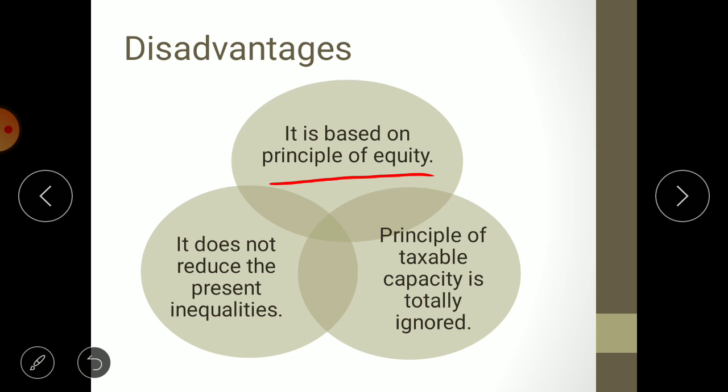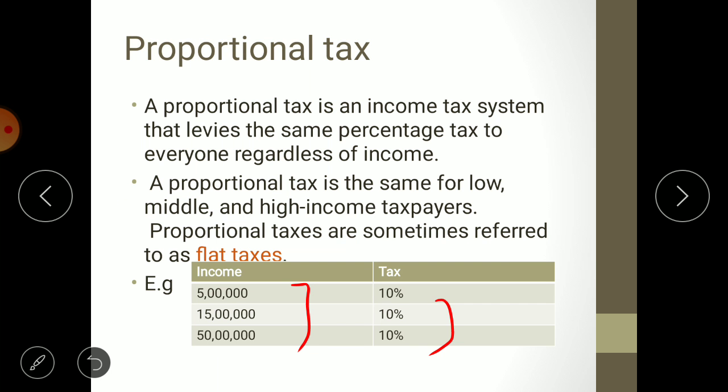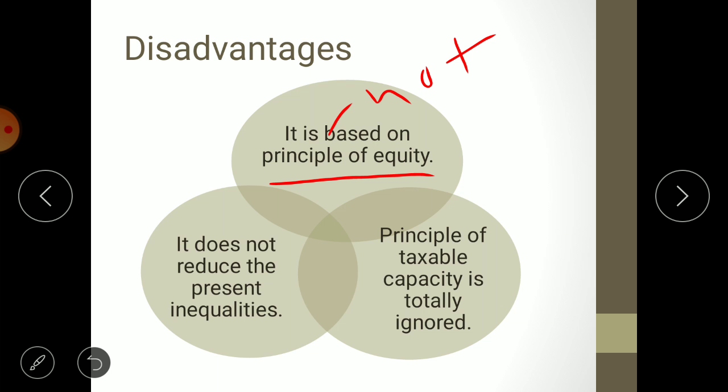But here what happened is that it is not based on the principle of equity. Here one word is missing, that is "not". This system is not based on the principle of equity. You may feel that we are charging 10% to everyone, then why is there no equity? Because you are giving equal treatment to unequal people. The person who is earning 5 lakh and a person who is earning 50 lakh cannot be equal people. The person who is earning 5 lakh may belong to the middle class, and the person who is earning 50 lakh belongs to the rich class. Yes or no? If both need to pay that tax, then there is no equality.